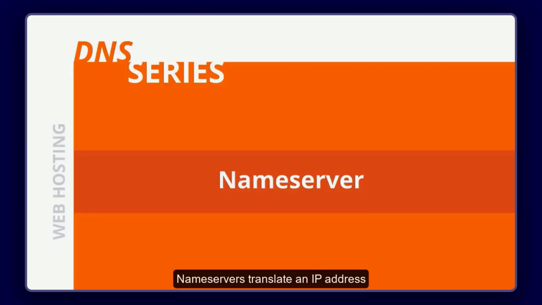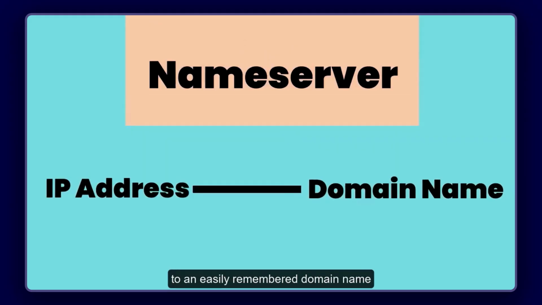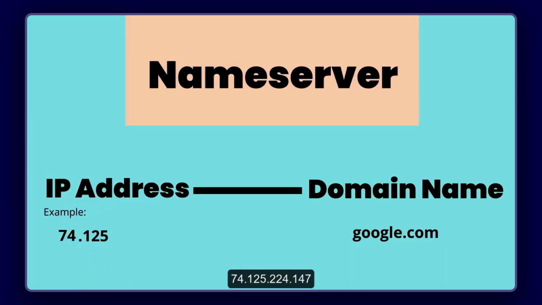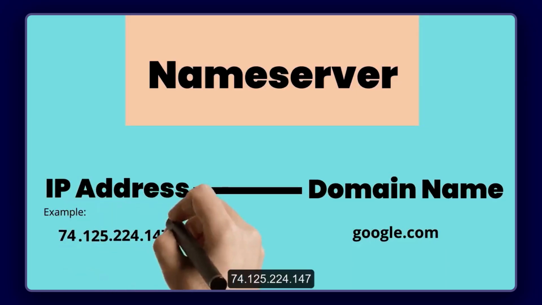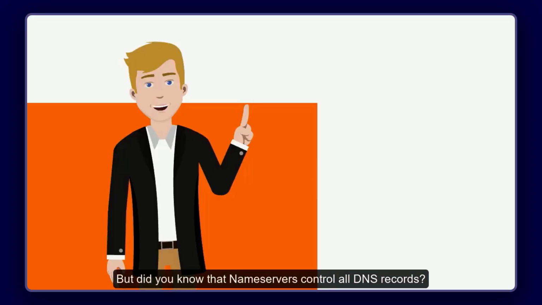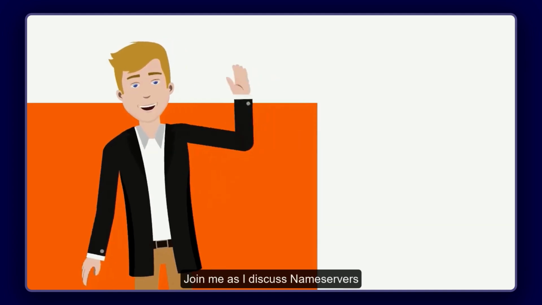Ken, take it away. Name servers translate an IP address to an easily remembered domain name. Google.com is easier to remember than its IP address, 74.125.224.147. But did you know that name servers control all DNS records? My name is Ken, and welcome to another DNS series. Join me as I discuss name servers.